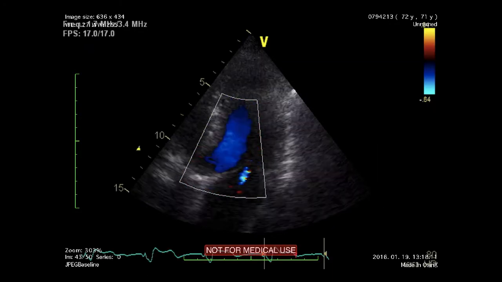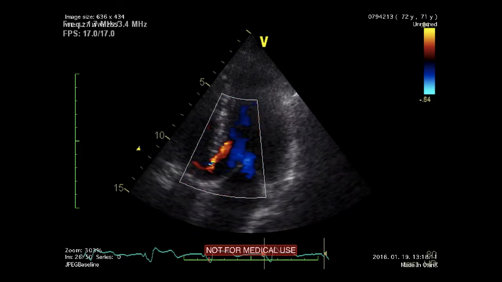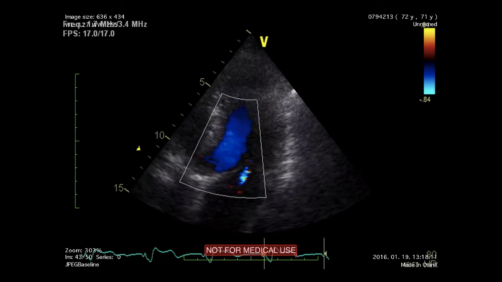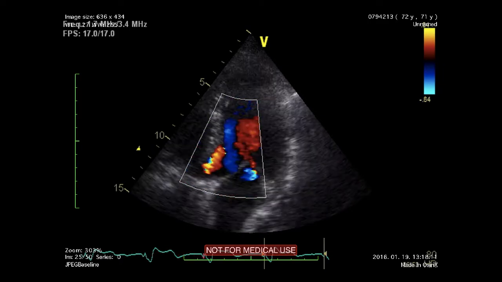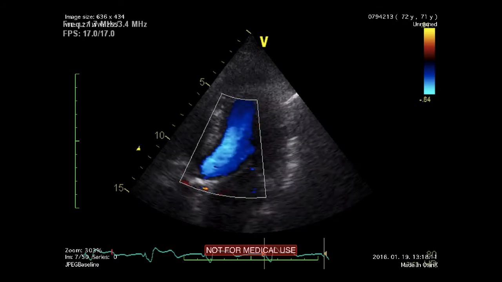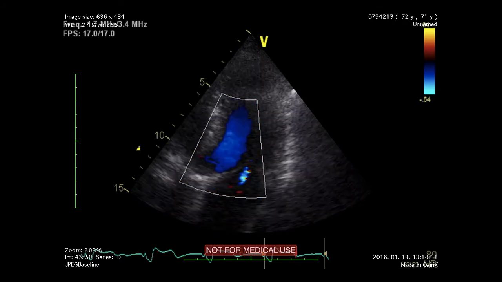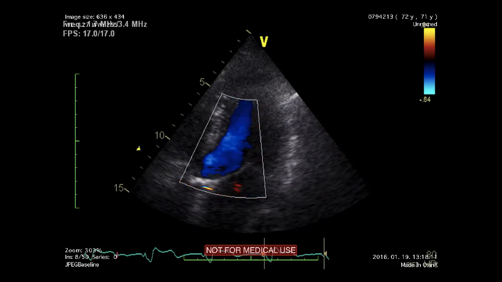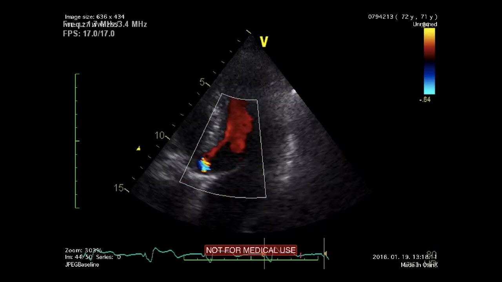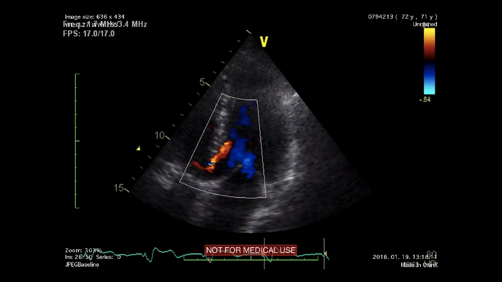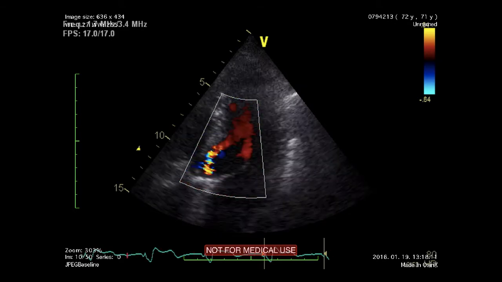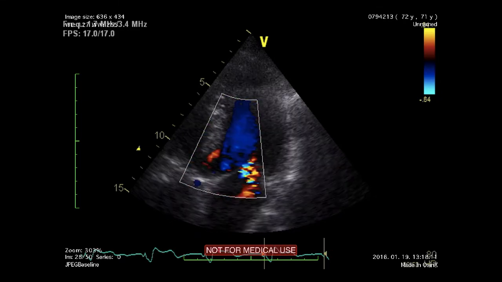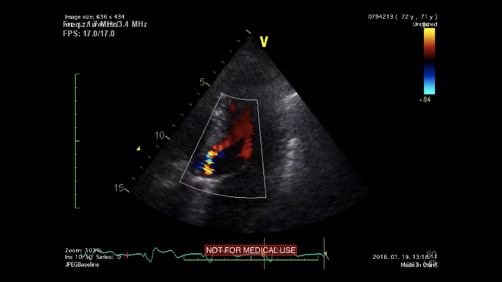If we have a look from the apex, so we've got here an apical 5-chamber view, and we can see a jet that is coloured predominantly red occurring in diastole, and that's the aortic regurgitation. So in systole, when blood's flowing away from the apex, it's blue, and in diastole, the regurgitant jet, which is flowing towards the probe at the apex, is red. So that's your regurgitant jet.